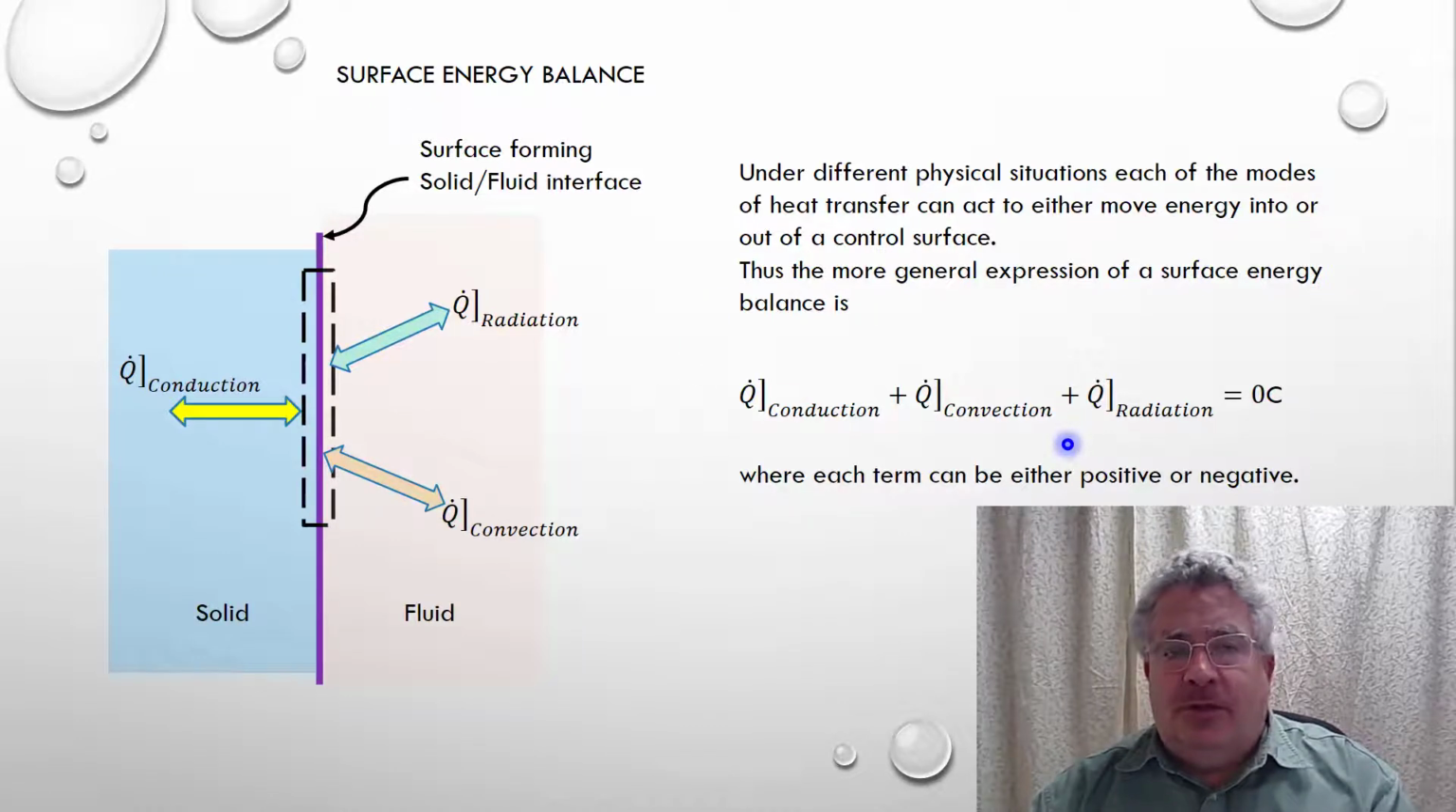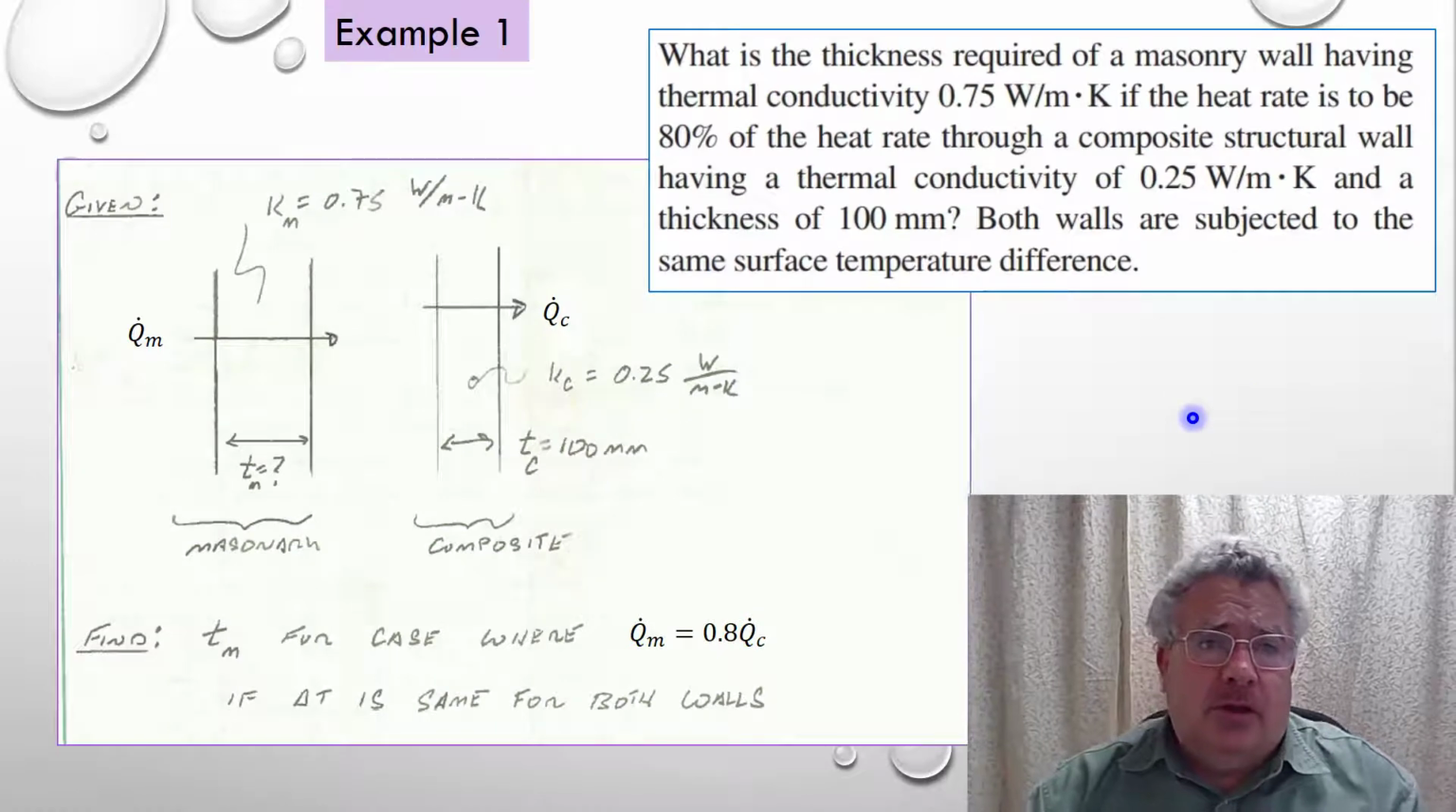Each of these terms can either be positive or negative, such that the sum of all 3 of them would have to equal 0. All right, so let's look at a quick example.